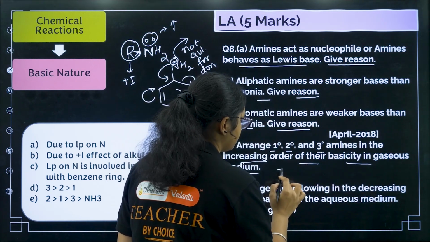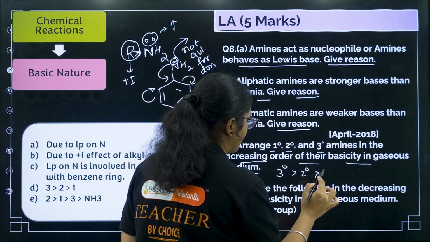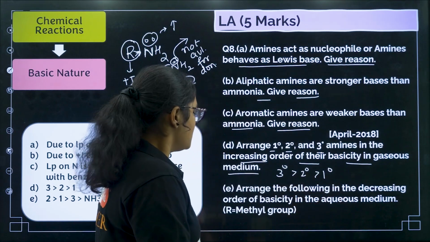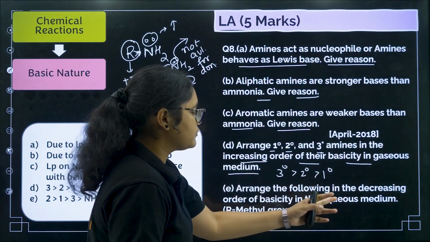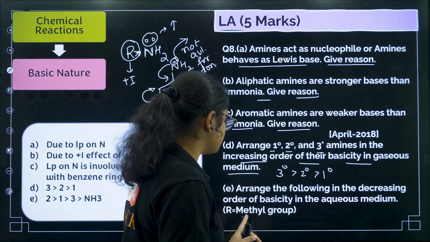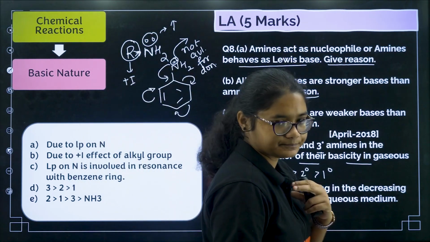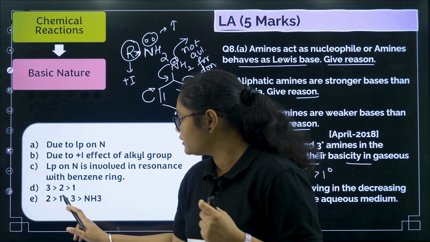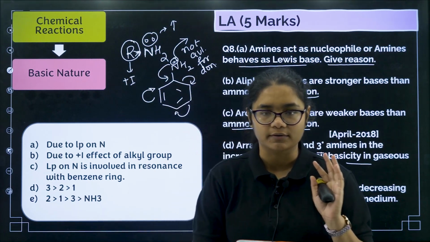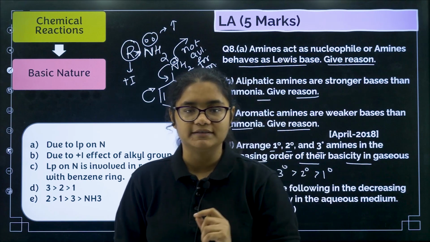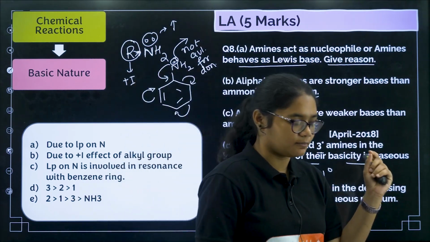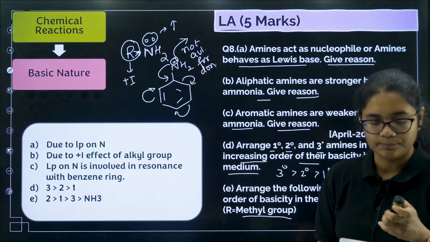Next question, arrange primary, secondary and tertiary amines in the increasing order of their basicity in gaseous medium. So I told you for gaseous medium it is 3 degree, 2 degree and 1 degree. Next, arrange the following in the decreasing order of basicity in the aqueous medium. So aqueous medium, R should be methyl group, in that case the order is 2 degree, 1 degree, 3 degree and then ammonia. This is a very important question.